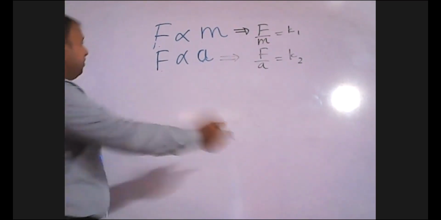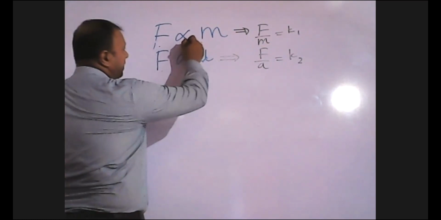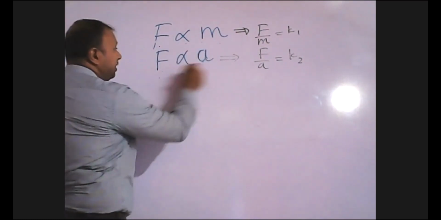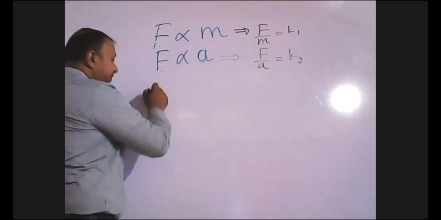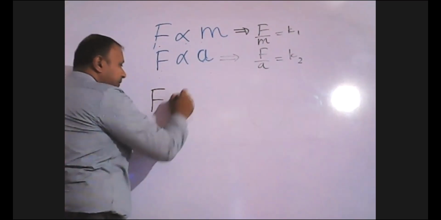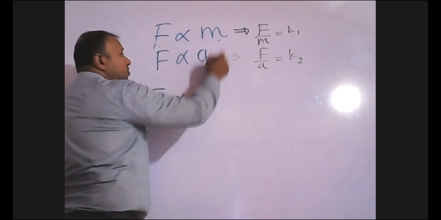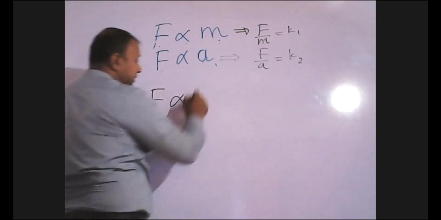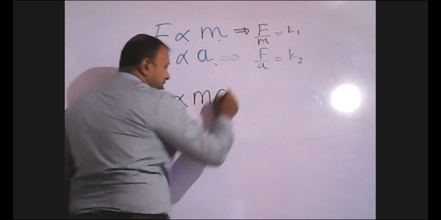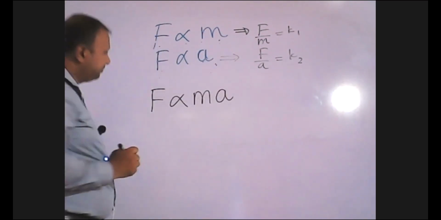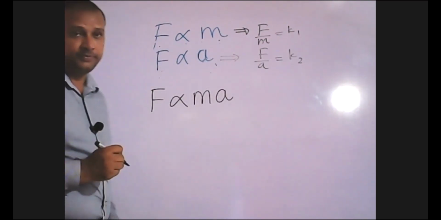So that means if F is directly proportional to m and F is directly proportional to a, I can write F is directly proportional to the product of these two physical quantities.